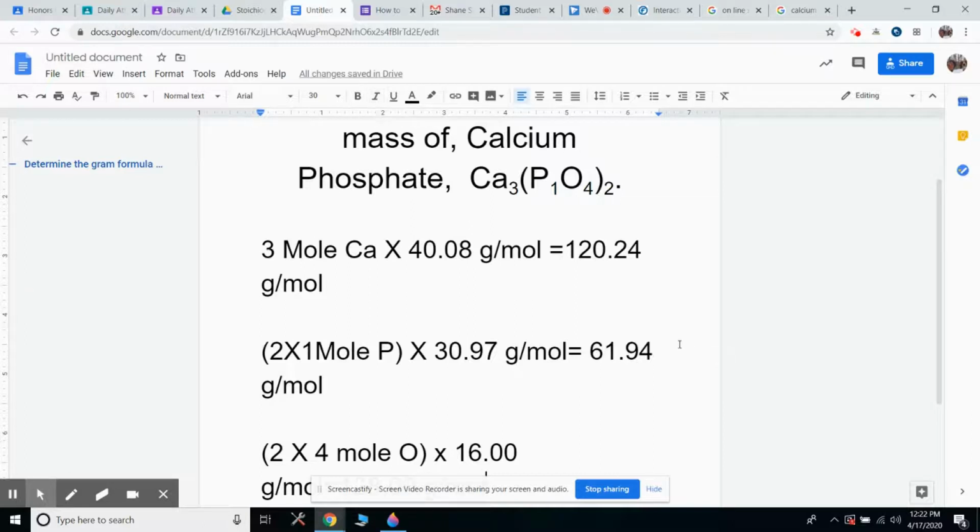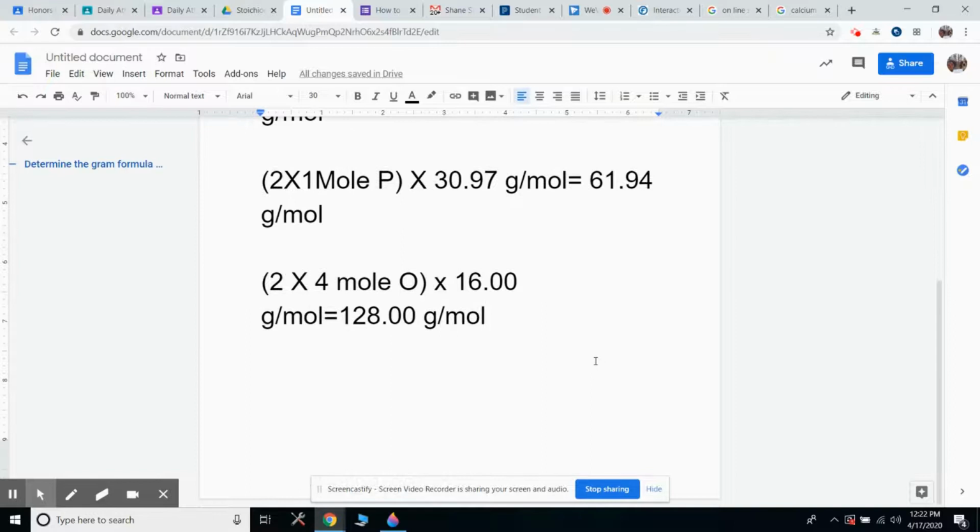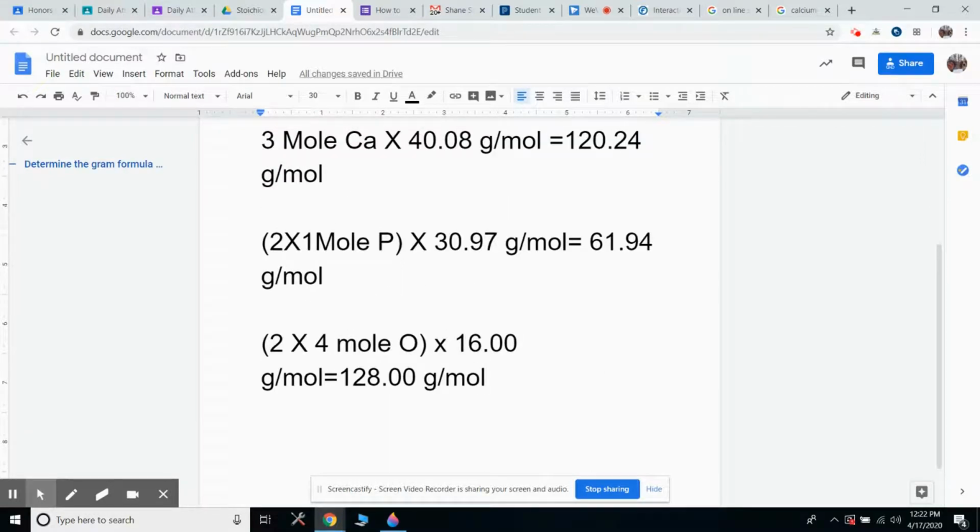I'm going to put 2 decimal places. Scroll up so everybody can see. And now what I need to do is add these numbers together to get the total molar mass of calcium phosphate.